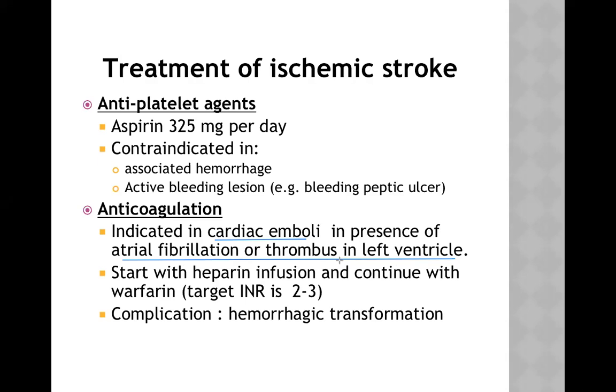So if that is the situation, and if we have diagnosed it before, then we need to give heparin in the beginning and continue with warfarin. The target INR, the international normalized ratio, is 2 to 3. We need to maintain the INR in this range, otherwise there will be bleeding. Bleeding is the complication of warfarin. We all know that bleeding is a complication of warfarin. So INR should be maintained at 2 to 3.